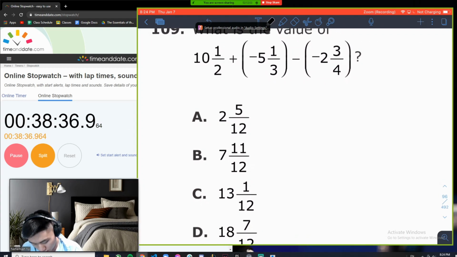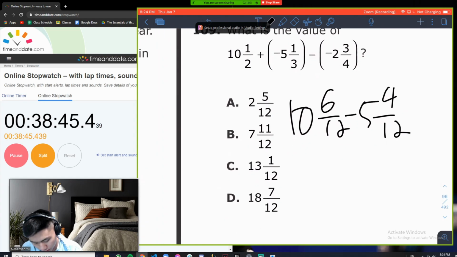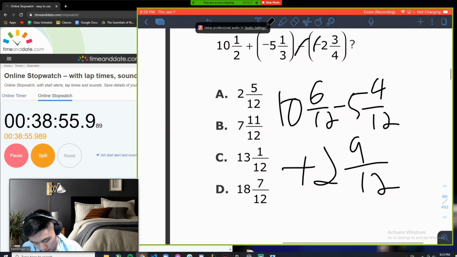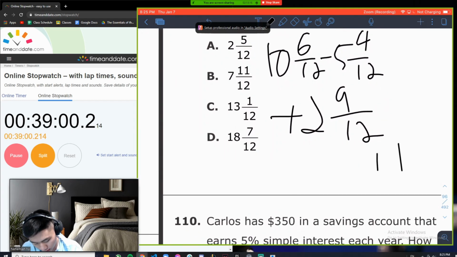Make everything into 12. So it's 10, 6 over 12, minus 5, 4 over 12, plus, because these negatives cancel out, just a negative 2, 9 over 12. Right. So it's 11 over 12, and 7, 11 over 12.